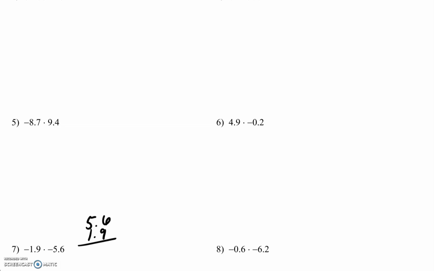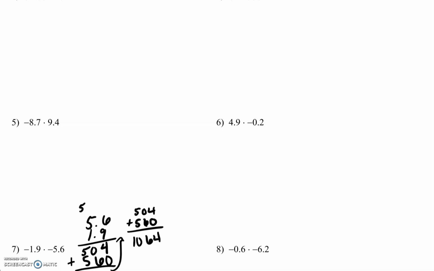9 times 6 would be 54, so I'm going to write my 4 here and carry my 5. 9 times 5 would be 45, plus 5 would be 50. Put my 0 place value holder. 1 times 6 is 6, 1 times 5 is 5. I'm going to add these numbers. I'm going to come back up here because I'm running out of room on my screen. So I have 504 plus 560. 4 plus 0 is 4, 0 plus 6 is 6, and 5 plus 5 would be 10.